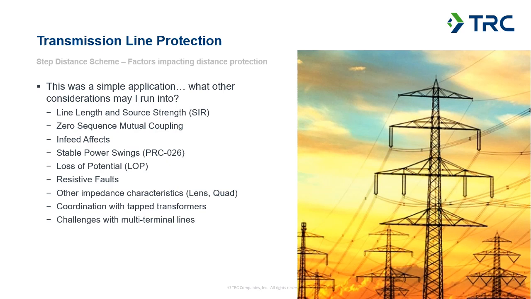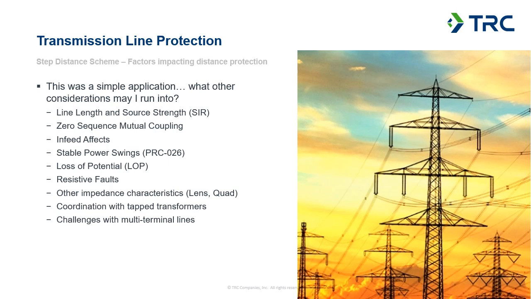We do a calculation called source impedance ratio that tells how strong the system is behind the line, which can have an impact on how well your protection is going to operate. You may need to adjust some of those typical set points and philosophies for how you're applying your margins to those lines if you've got a source strength issue behind you.